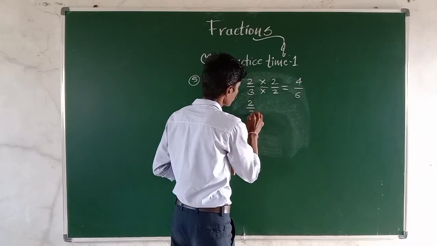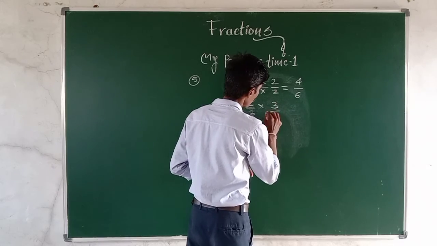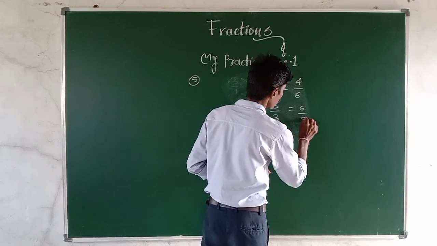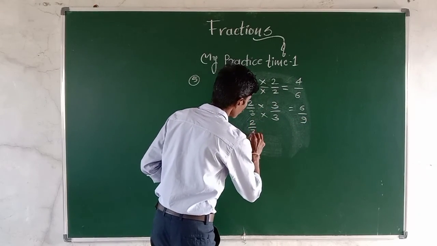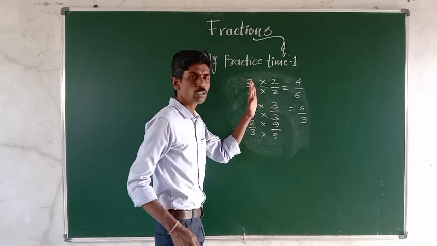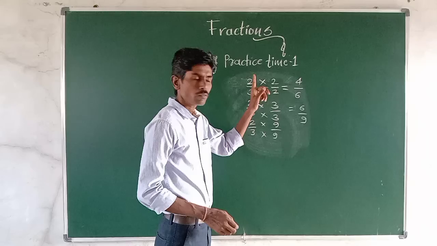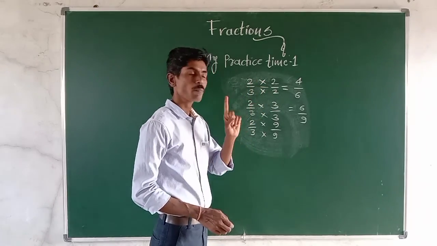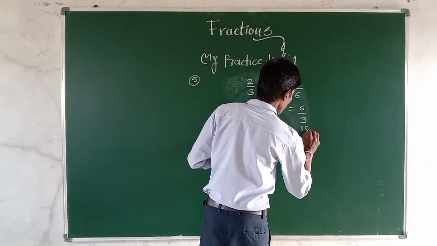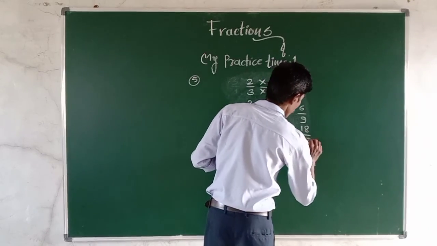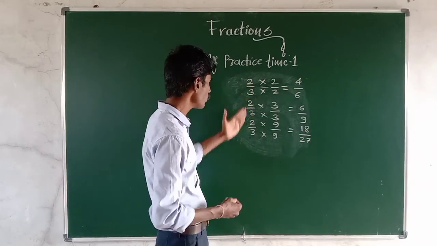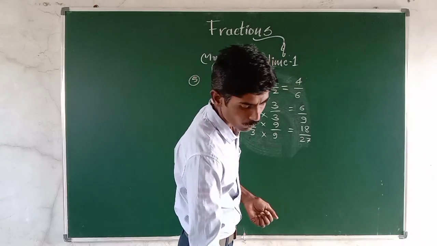Again 2 by 3, multiplied by 3: 2 into 3 is 6, and 3 into 3 is 9. Again 2 by 3, multiplied by 9. Whenever you multiply the numerator by any number, you have to multiply the denominator by the same number. 2 into 9 is 18, and 3 into 9 is 27. So 4 by 6, 6 by 9, 18 by 27, all these fractions are equivalent to 2 by 3.